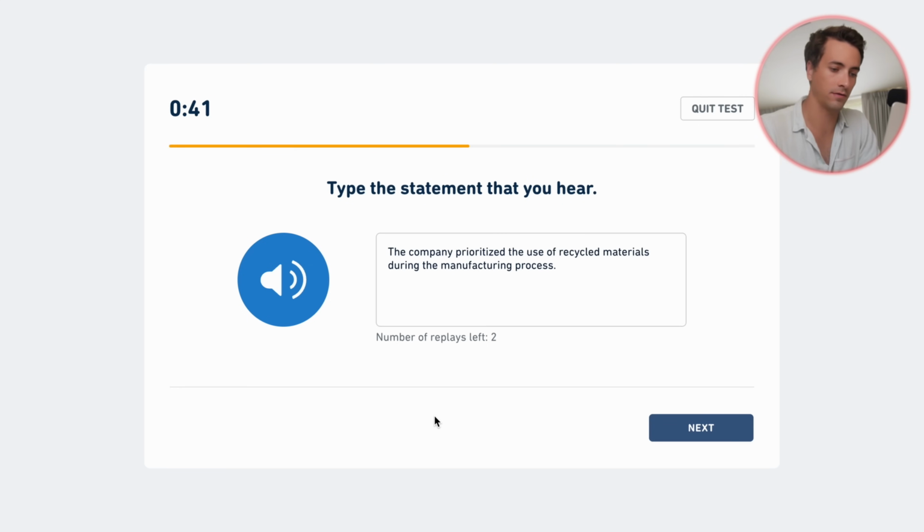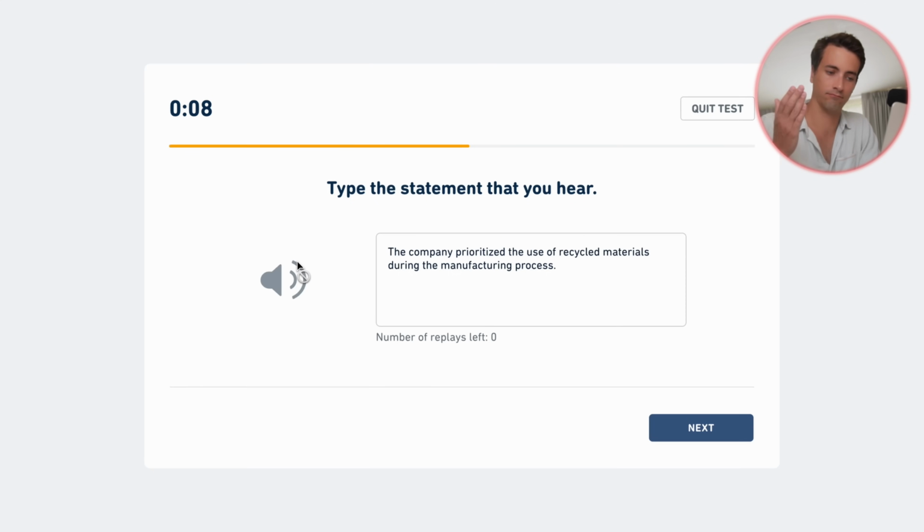Okay, let's use the second listen. So let's say, for example, you didn't quite catch this word. On the second listen, that's when you would really pay attention to what's said at that word to figure it out. The company prioritized the use of recycled materials during the manufacturing process. Okay, and then we could figure out that it was manufacturing. All right, let's just use the third listen because why not? The company prioritized the use of recycled materials during the manufacturing process. That's correct.